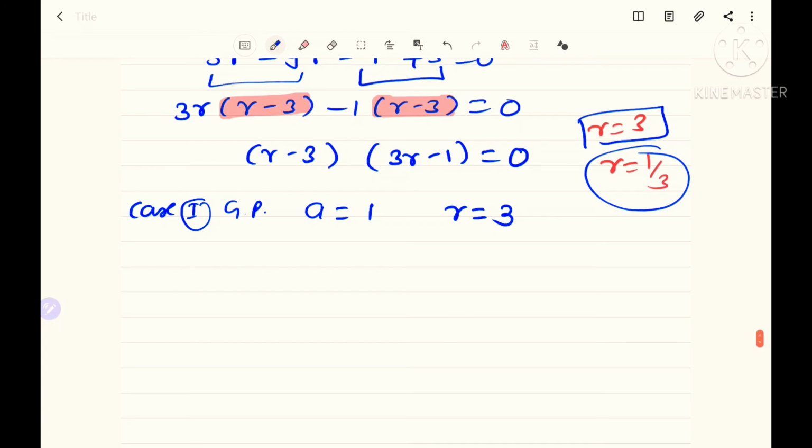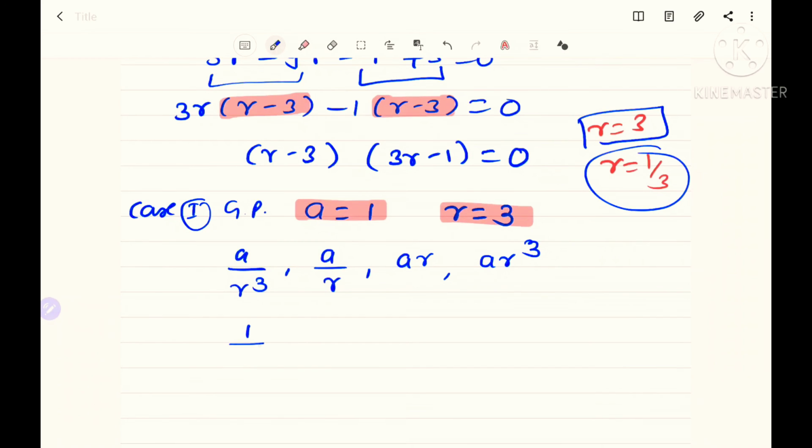Let's try to put that in 4 numbers. We selected already the 4 numbers as a by r cube, a by r, a into r, ar cube. So I request every one of you, just put this value of a equal to 1 and r equal to 3 and just complete the numbers.